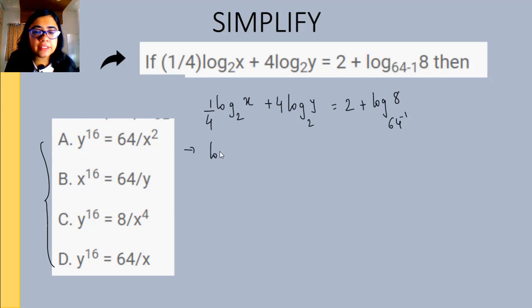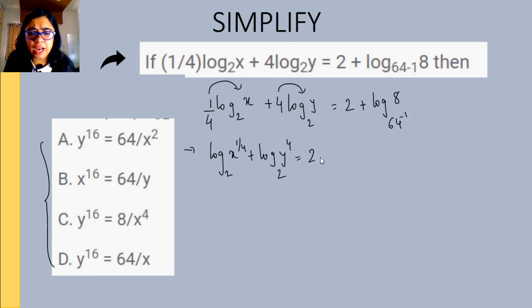I can write this as log of x raised to 1 by 4 to the base 2 plus log of y raised to 4 to the base 2. This goes into the power, this also goes into the power. 2 I can write as it is. I can write 64 as 8 square. So this will become 8 raised to minus 2. This is 8 raised to 1 and this is 8 raised to minus 2. Correct? Now as per law of logarithm, these two will combine.